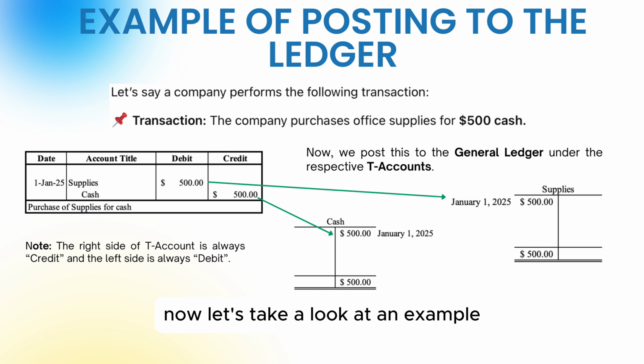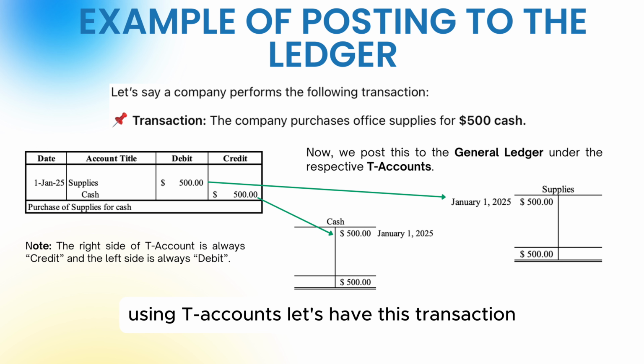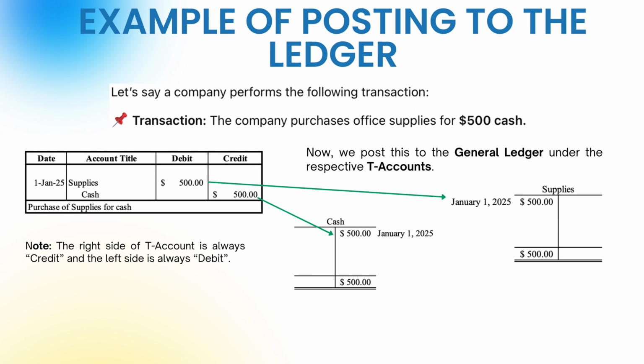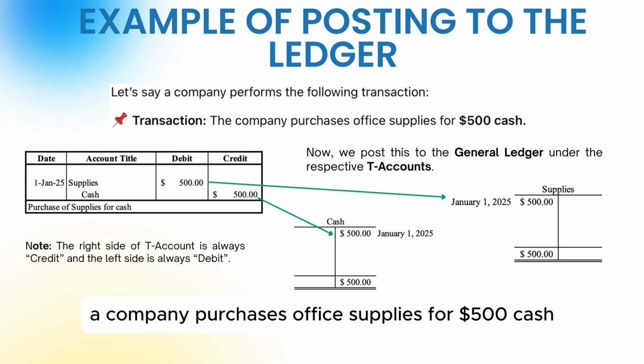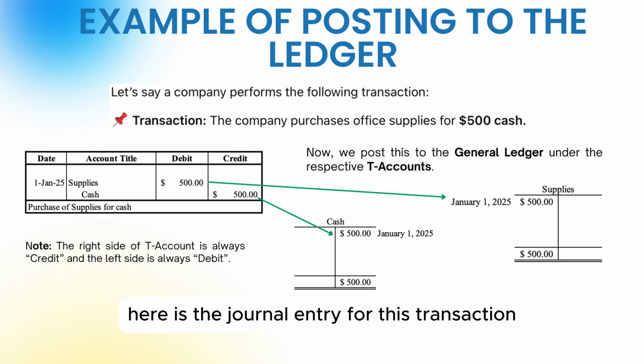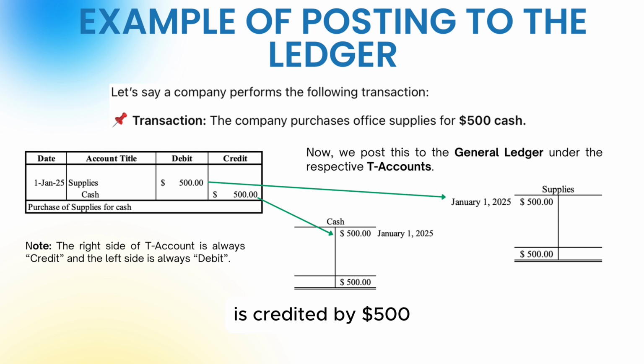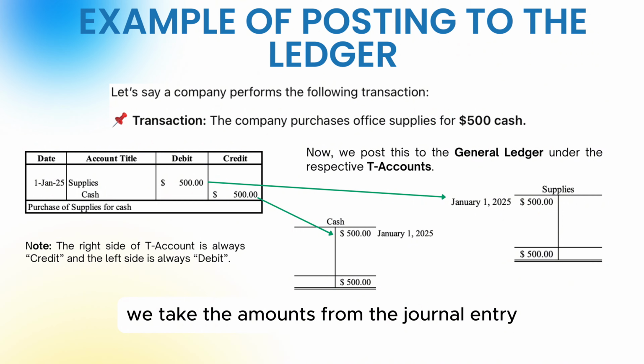Now, let's take a look at an example of how we post a journal entry to the general ledger using T accounts. Let's have this transaction. A company purchases office supplies for $500 cash on January 1, 2025. Here is the journal entry for this transaction. Supplies account is debited by $500 and cash account is credited by $500. Now, to post this to the ledger, we take the amounts from the journal entry and transfer them to the respective T accounts.